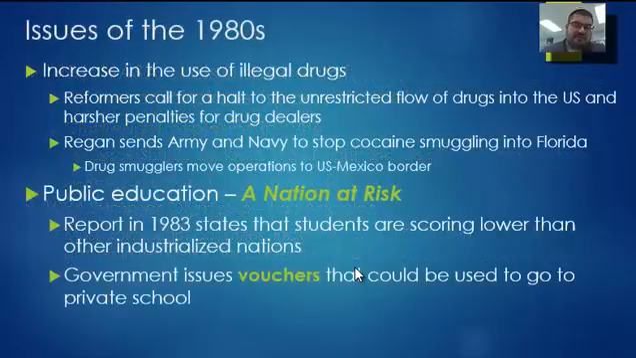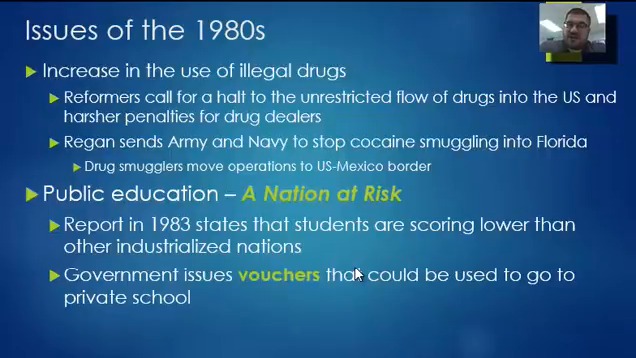Also, the increase of illegal drugs both coming to the United States and being used in the United States is a problem. So reformers called for stricter penalties on drug dealers and halting the seemingly unrestricted flow of drugs into the United States. So Reagan sends the Army and the Navy to Florida to stop cocaine smuggling, but the smugglers just move their operations to the U.S.-Mexico border, and that's where we still have trouble with it today.